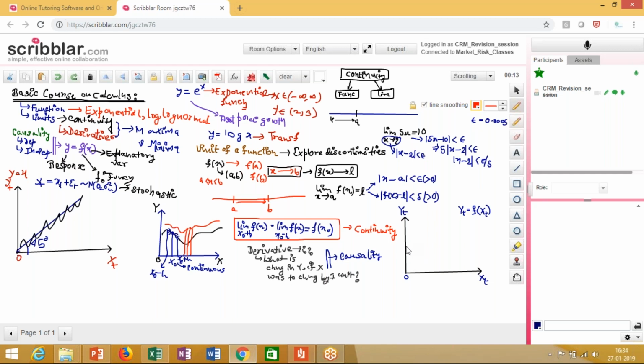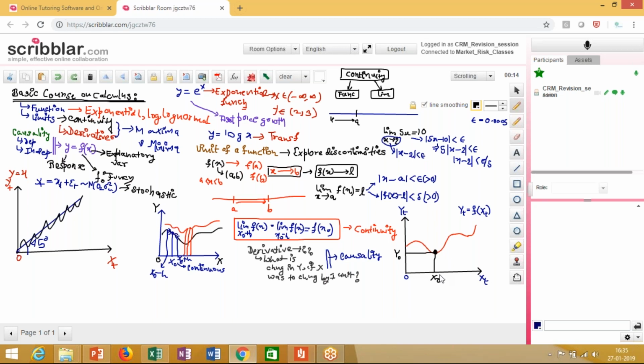Now let's say I have a function and I draw the function like this. I want to know what is the derivative of y at x0. Let's say this is x0. So corresponding to x0, y will have a particular value, which is y0.